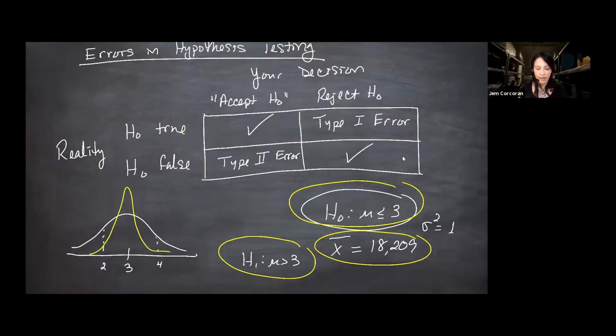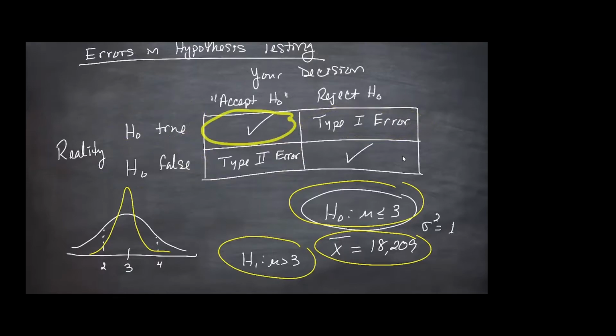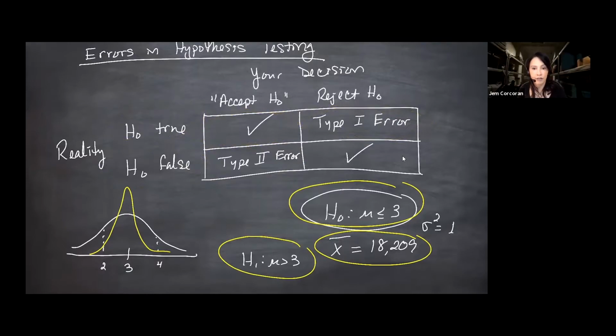And so if you're in the case where it's true, and the type 1 error happens with probability alpha, then that means you did the right thing with probability 1 minus alpha. This and this should add up to 1, those probabilities. This and this should add up to 1, but not these.